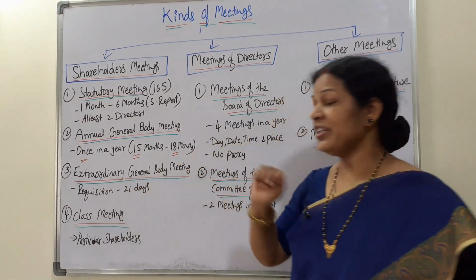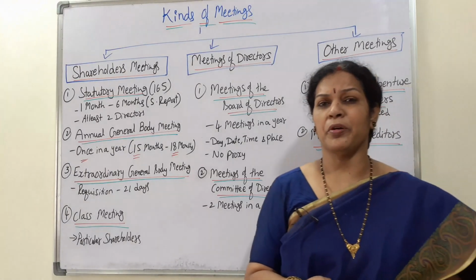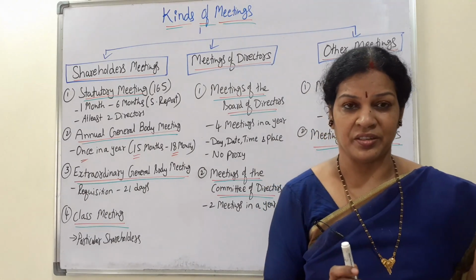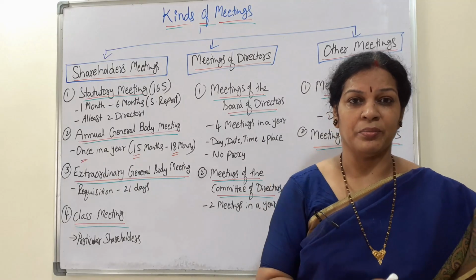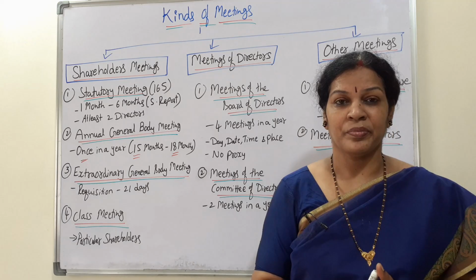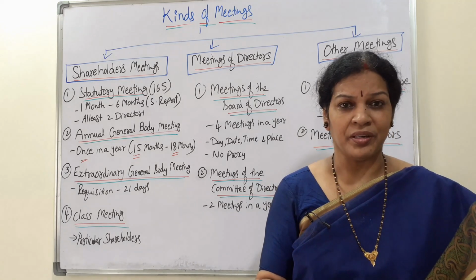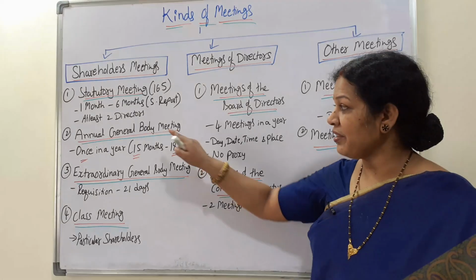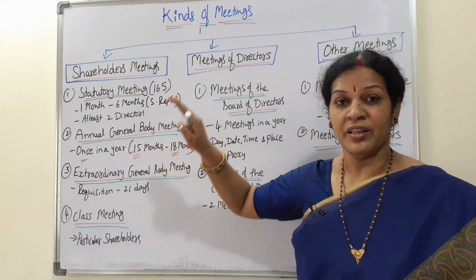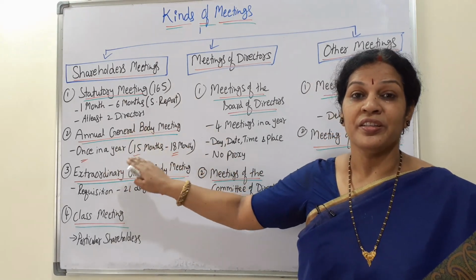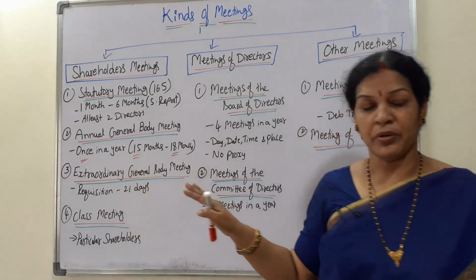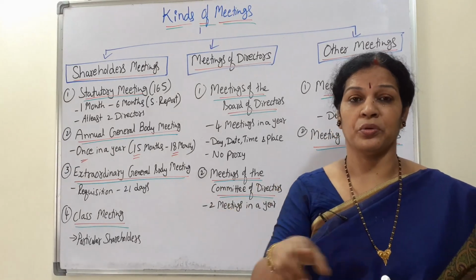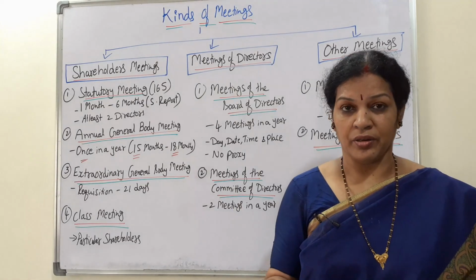Next one is the extraordinary general body meeting. Generally, the annual general body meeting is conducted only once a year. Sometimes we need to take some action immediately. We have to take some decisions where we cannot delay, and we need to contact all the shareholders. In such cases, rather than waiting for the annual general body meeting, they can go for an extraordinary general body meeting. This also requires giving the information 21 days before to all the shareholders. Anytime they can conduct it according to their wish.